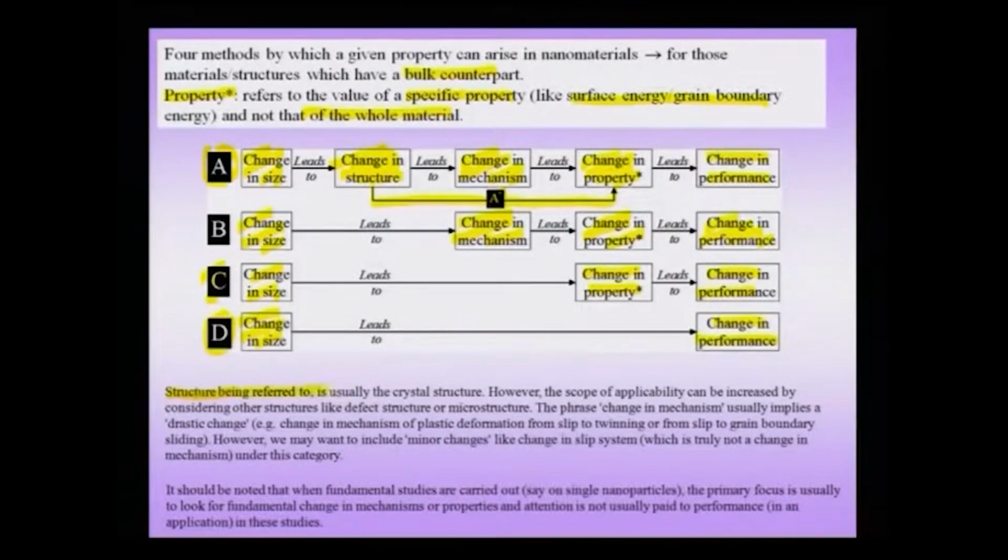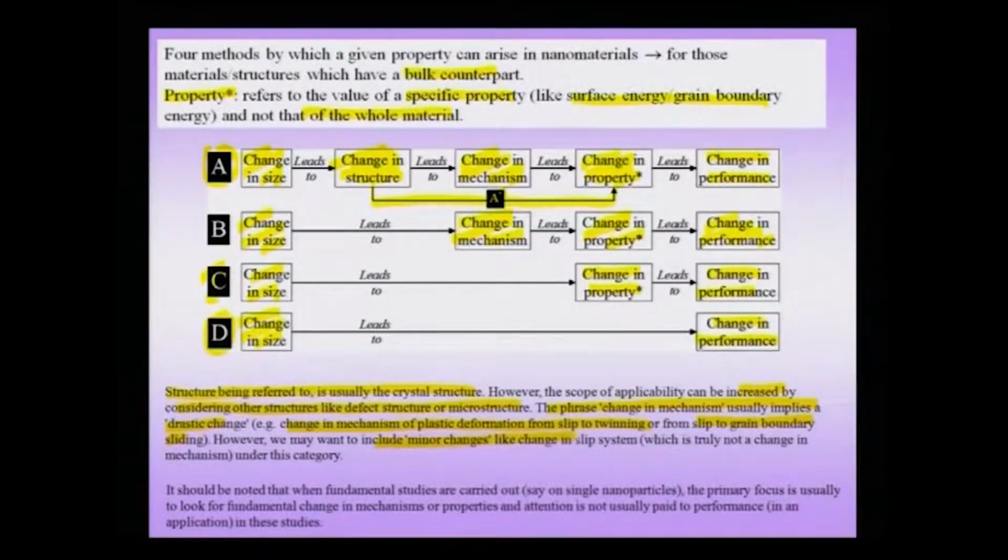The structure being referred to is usually the crystal structure. However, if one wants to relax this condition and widen the scope of applicability of this kind of flow chart, then other kinds of structures like defect structures or microstructures could also be brought into the scope of this classification. The phrase change in mechanism usually implies a drastic change in mechanism, for instance of plastic deformation from slip to twinning or from slip to grain boundary sliding.